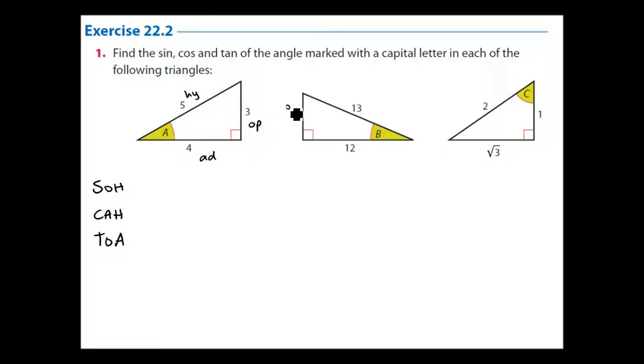So after labeling the sides, we'll do all the labeling here at the start. So compared to B, we have our opposite, adjacent, hypotenuse. Compared to C, we have our opposite, or adjacent, and the hypotenuse is always the long side. Okay, so let's fill this in. Sine of the angle A is opposite over hypotenuse, which is 3 over 5.